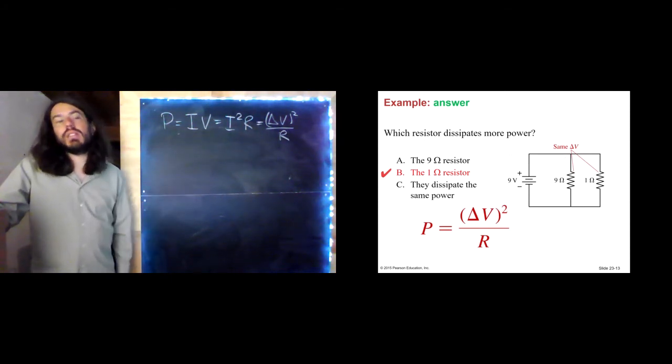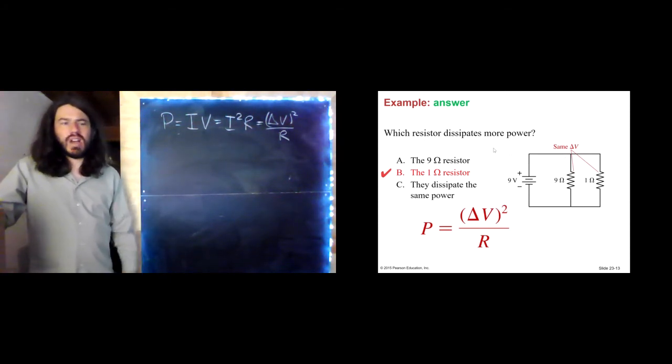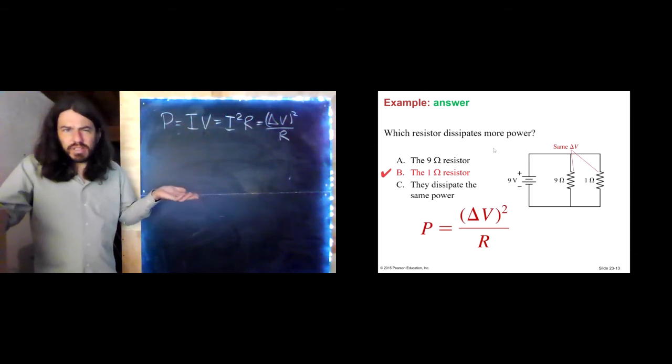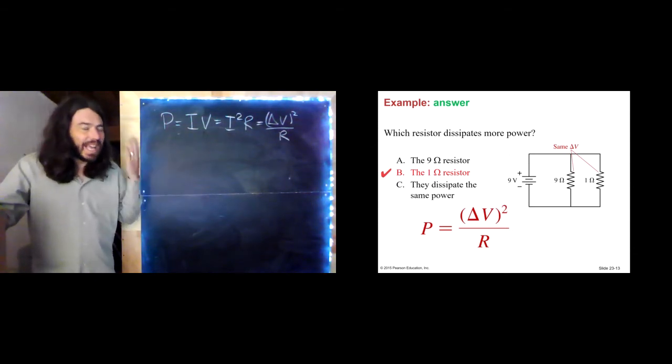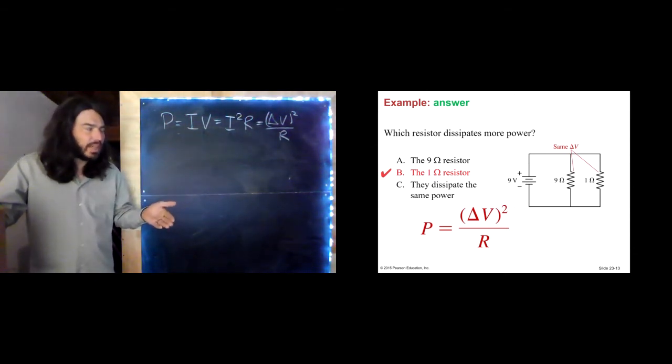This one is often surprising to students. A lot of students just say, oh, well, it has to be the 9. Greater resistance, greater power dissipated. It's not quite that straightforward, right? Because power depends on current. And the greater the current is, and the greater the resistance is, the smaller the current is.